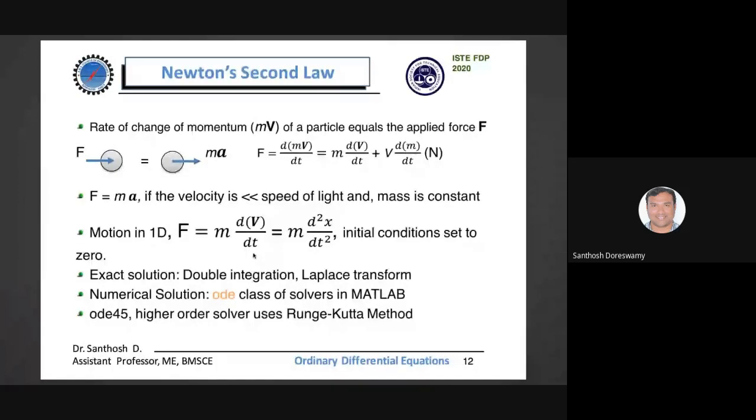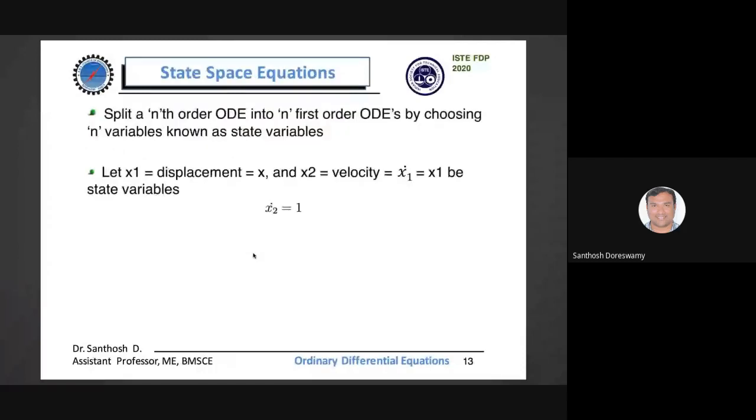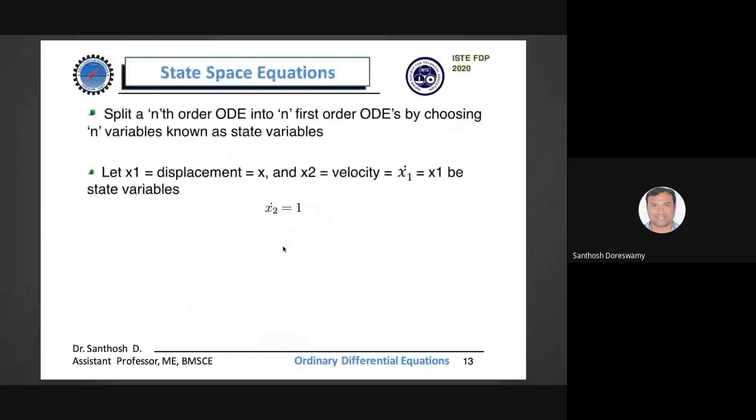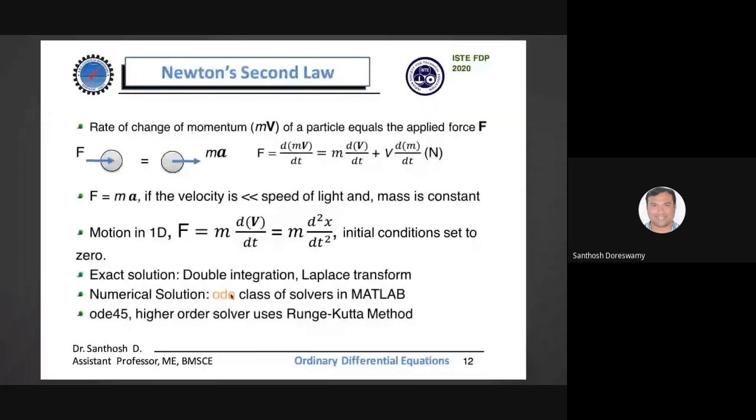If there is an nth order differential equation, then you have to write n first order differential equations. If there is a differential equation of order 2, then n becomes 2, so you have to write 2 first order differential equations. Once you write those 2 first order differential equations, that is the input to this class of solvers, the ODE class of solvers. So how do we do that?